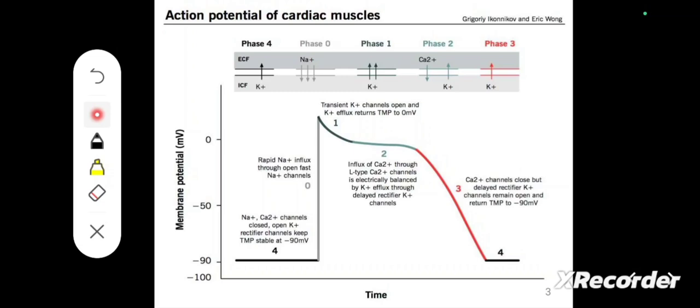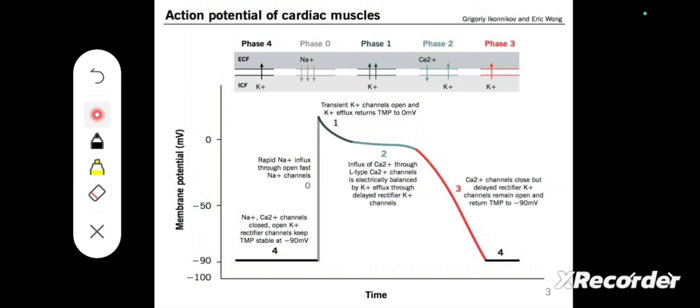Now when the SA node gives the impulse, that impulse spreads through the conducting system toward the contractile myocytes, and those contractile cells have different ion channels. So contractile cells have a stable resting potential of about minus 90 millivolts.